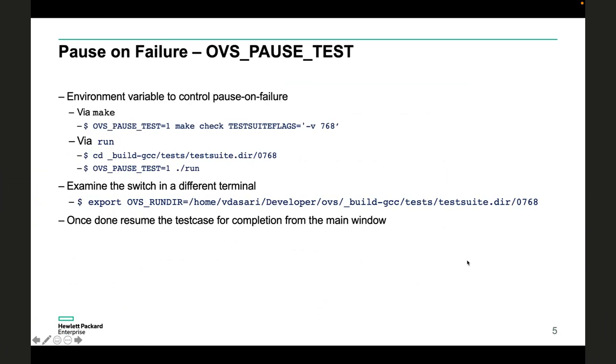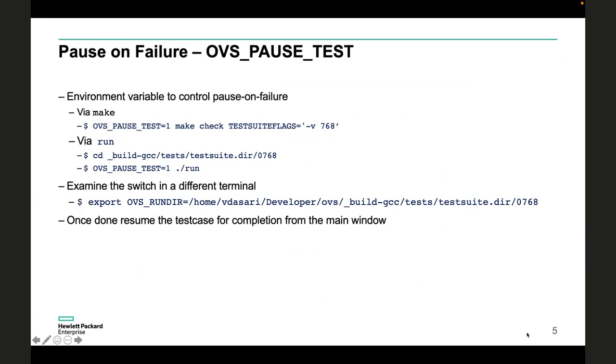What if there's an option to pause this test as soon as the failure is seen by the testing framework and let us examine the setup? The utility added just does that. A new environment variable called OVS_PAUSE_TEST is added. When the variable is turned on and the test case is run, the testing framework will pause the execution of the test. This can be done in either of the following ways: via make check, as shown here, or via the make run command.